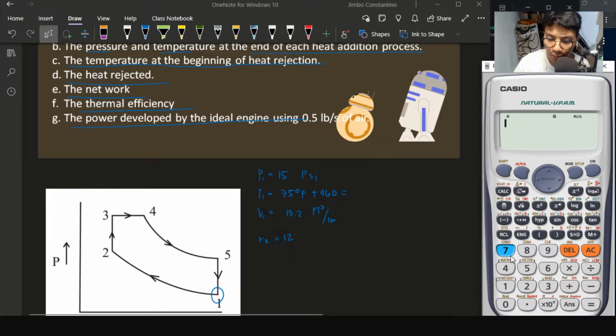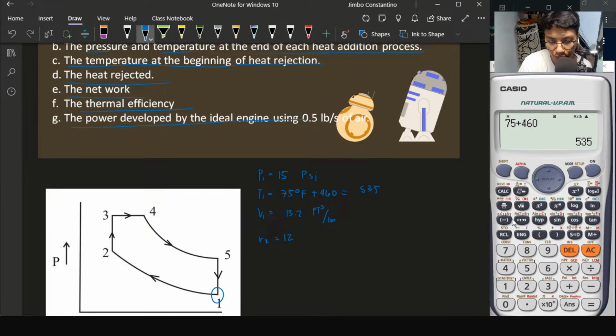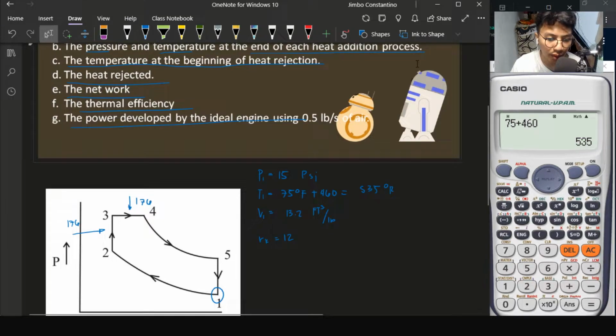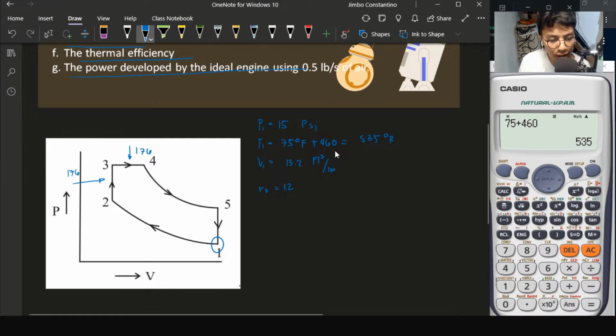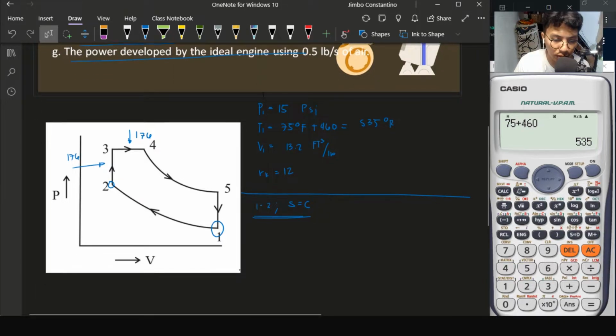So, ito 75 plus 460. Para hindi na ako magko-compute pa. So, 535 degrees Rankine. So, RK is 12. Tapos, QA niya dito is 176. Dito, 176 din. Yan. So, let us go with the process 1 to 2. 1 to 2, isentropic. Okay? So, hanapin ko muna si T2.